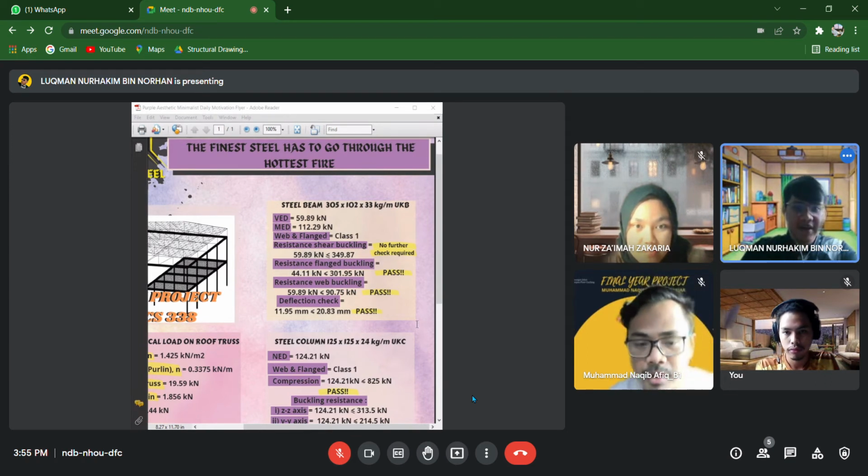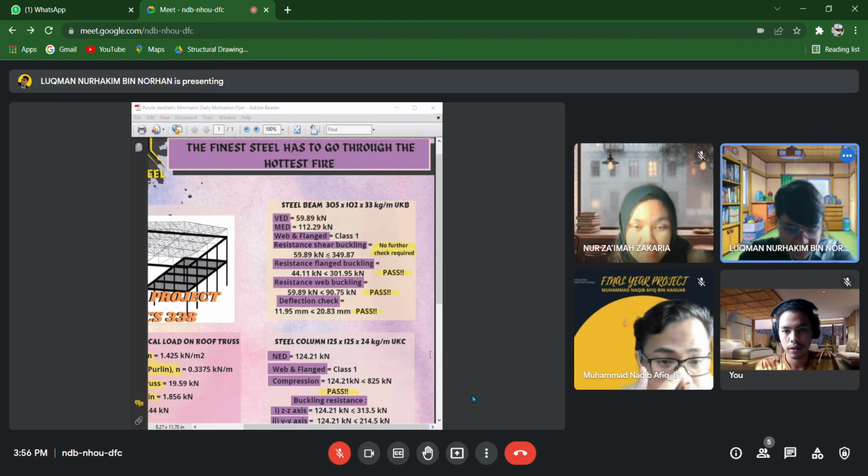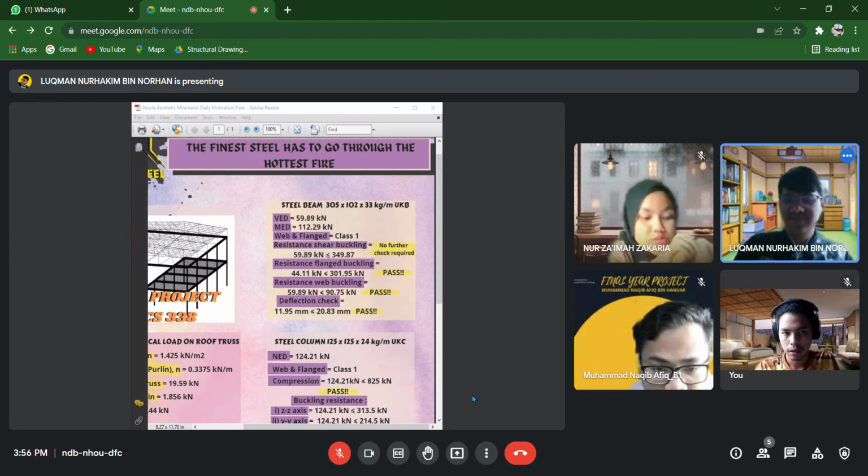The web buckling resistance is also the same. It passes because 59.89 kN is smaller than 19.75 kN. Then for the deflection check, our deflection of 11.95 millimeter is smaller than the maximum of 20.83 millimeter, which passes.